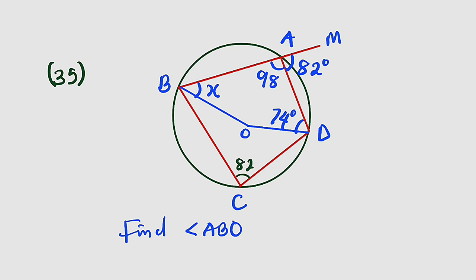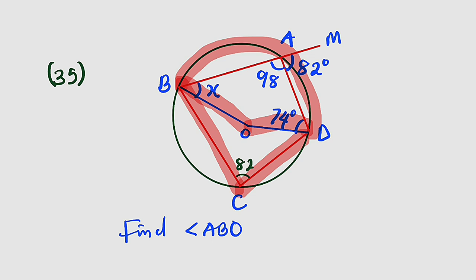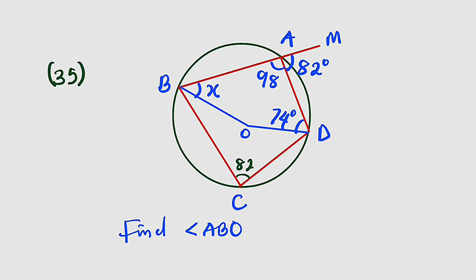Angle subtended to the center is twice the angle subtended to the circumference, right? So therefore, this angle subtended to the center, which is unknown, must be twice this angle subtended to the circumference. From the same arc or chord, this is an arc BD, subtends an angle to the center, the same arc subtends another one to the circumference, which implies that this particular angle here must be twice this one, and twice 82 will give us 164.